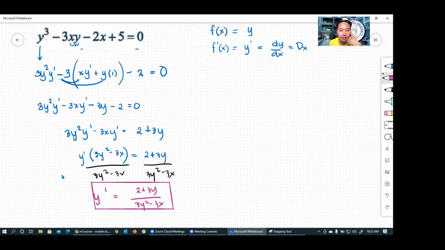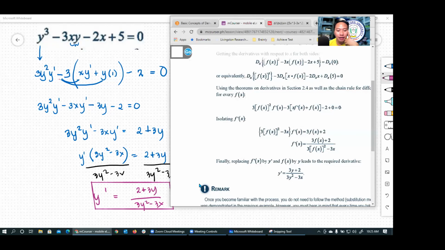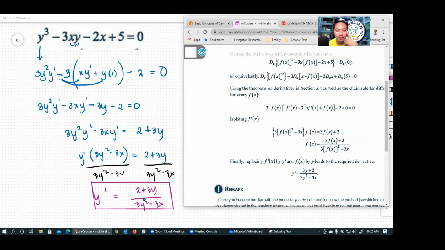This is plus. So let's compare here. Do you see it? Are they the same now? Yeah. 2 plus 3y, 3y. Plus 2 plus 3. Very good. So that's the whole idea.